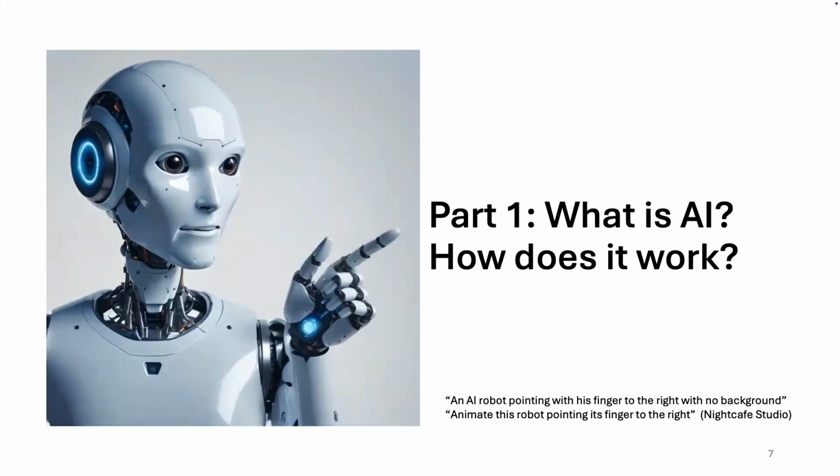So first of all, part one, what is AI and how does it work? A little bit about this robot. I had this robot created by typing these words into an AI called Night Cafe Studio. I said, build me a robot pointing with his finger to the right with no background. Animate this robot pointing its finger to the right. So this is an original. There is no other one like this. It created this for me.